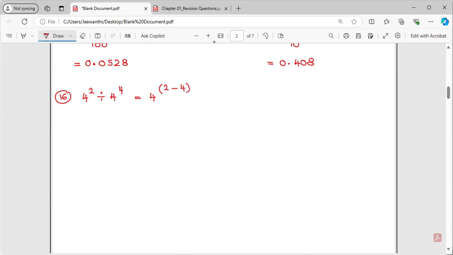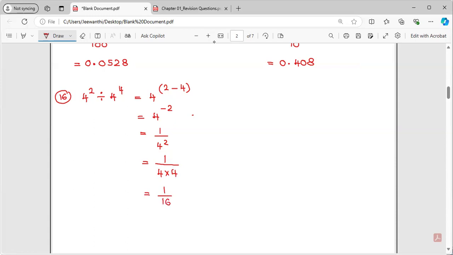Here they have asked us to find the value. So I write 4 to the power negative 2. Read the question carefully, they have asked us to write the answer in value form. So I rewrite this as 1 over 4 to the power of 2, that means 1 over 4 times 4. My final answer is 1 over 16.